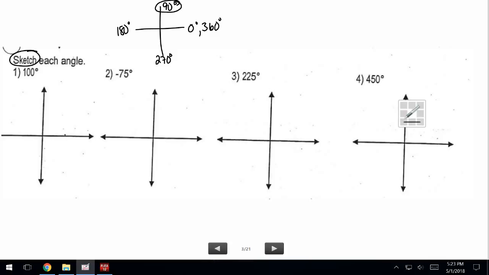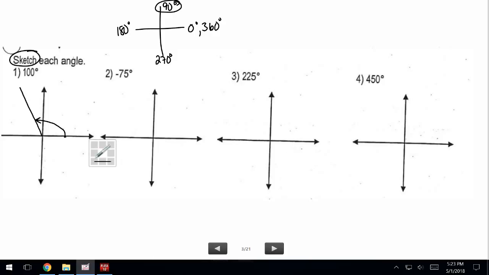So it's just past the y-axis. So we start at 0, which is right on the x. Start at 0, and you're going to go just past 90 and draw an arrow. And then we're going to draw this little line right here to signify that's where we're stopping. And that's it. That's all you got to do. Alright, let's skip number 2 for just a second. Let's go to number 3, okay?